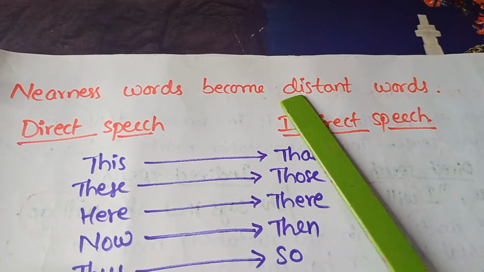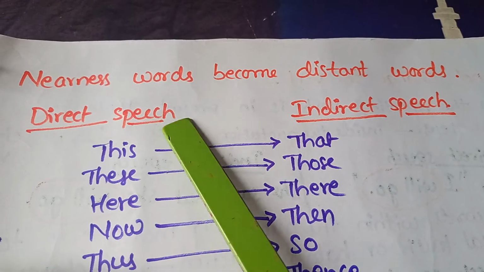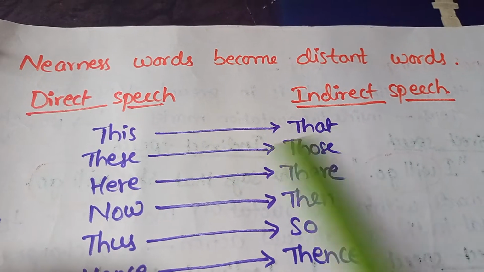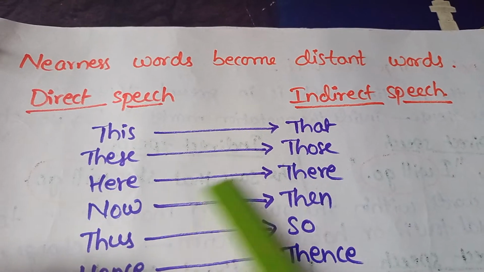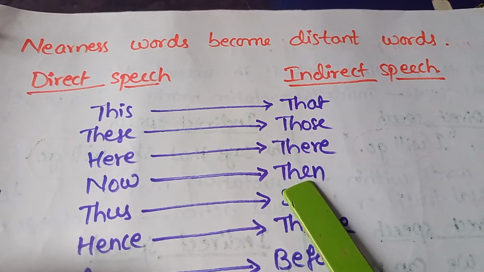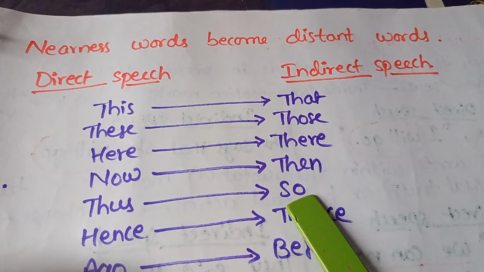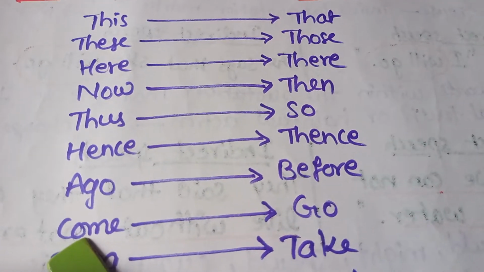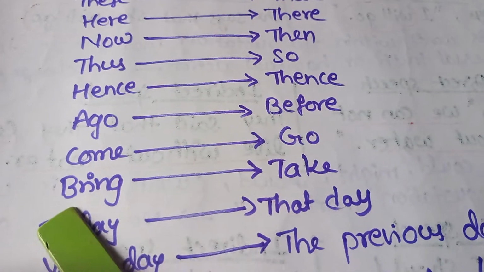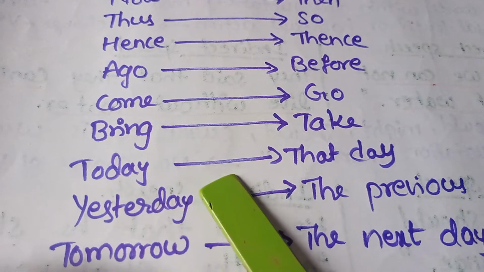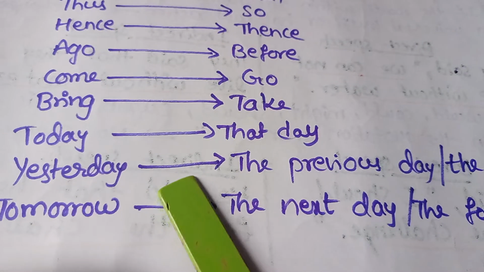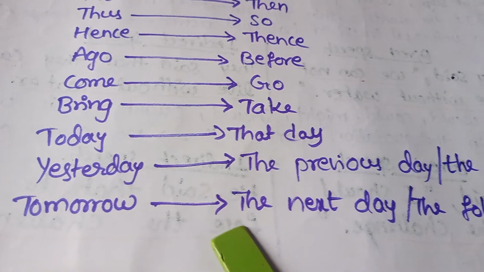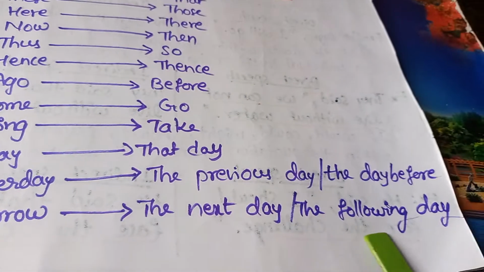Nearness words become distance words from direct speech to indirect speech. See here, this becomes that, these becomes those, here becomes there, now becomes then, thus becomes so, hence becomes thence, ago becomes before, come becomes go, bring becomes take, today becomes that day, yesterday becomes the previous day or the day before, tomorrow becomes the next day or the following day.